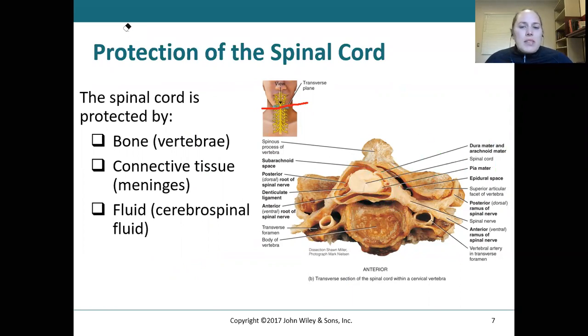In terms of all of these other things, we talked about the spinous process, the subarachnoid space. The rest of this, again, if I didn't highlight it or circle it, don't get too worried about it. We're going to talk about everything slowly but surely over the course of the presentation, but just recognize that you should be able to identify where the bone is, where the connective tissue is, and then where the fluid is located.